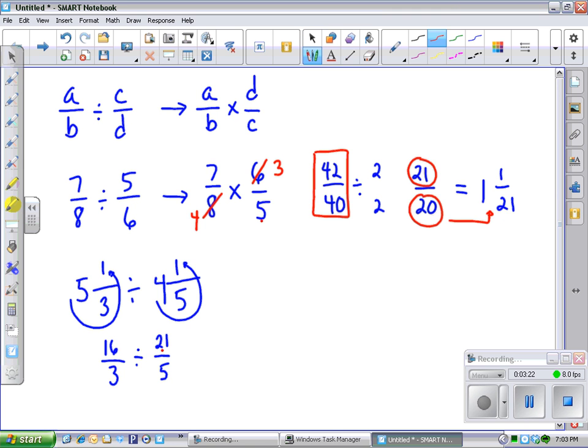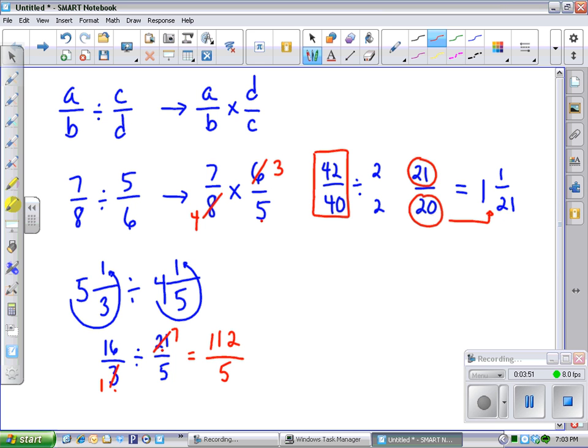I see with the 21 and the 3, their greatest common factor is 3. So I'll divide by 3. 21 divided by 3 is 7. 3 divided by 3 is 1. Nothing to do with the 16 and the 5. So we have 16 times 7, which is 112. And then 1 times 5 is 5.